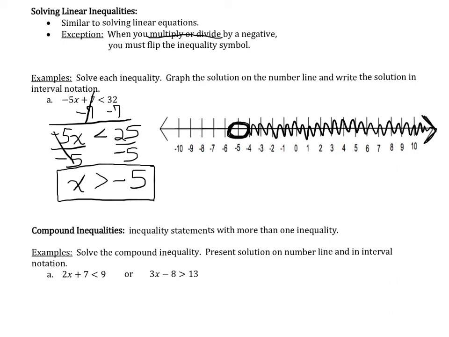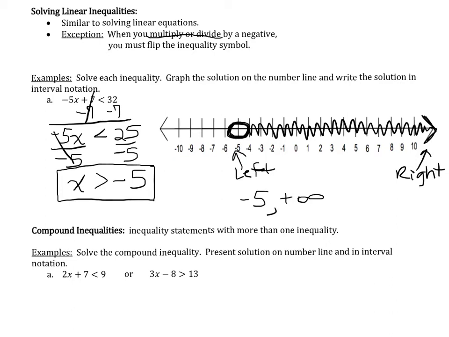Now I'm going to write my solution in interval notation, right? This is my left endpoint, and this is my right endpoint. All right, so from left to right, I start with negative 5, and I continue indefinitely to the right, and so that's going to give me a positive infinity. Notice you don't have to write the plus sign, but you always have to write the negative sign.